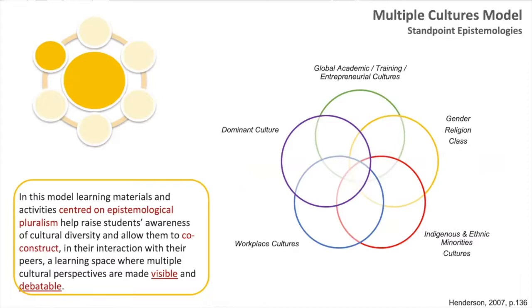Look at those cultures. There are some that we automatically consider cultures, like dominant cultures or indigenous and ethnic minority cultures, but there are also other cultures that are more personal, like gender, religion, class, workplace culture, and training, etc. So this model was particularly interesting for us because it showed that you can use the word cultures at very different levels and to indicate things that are more local or more global.